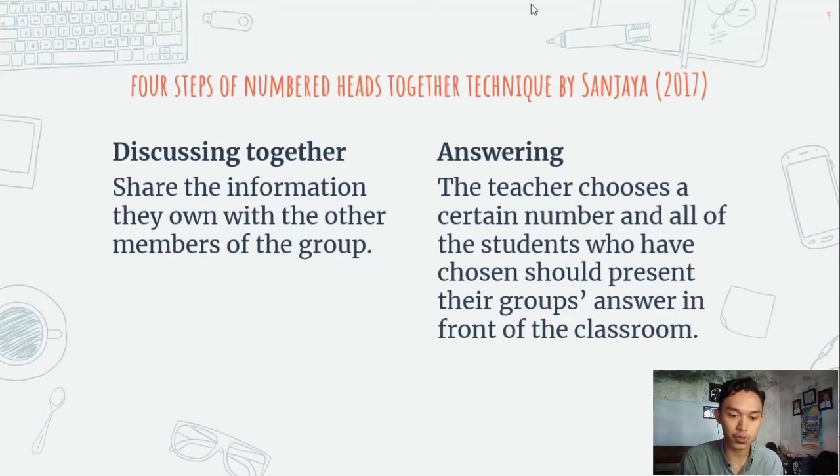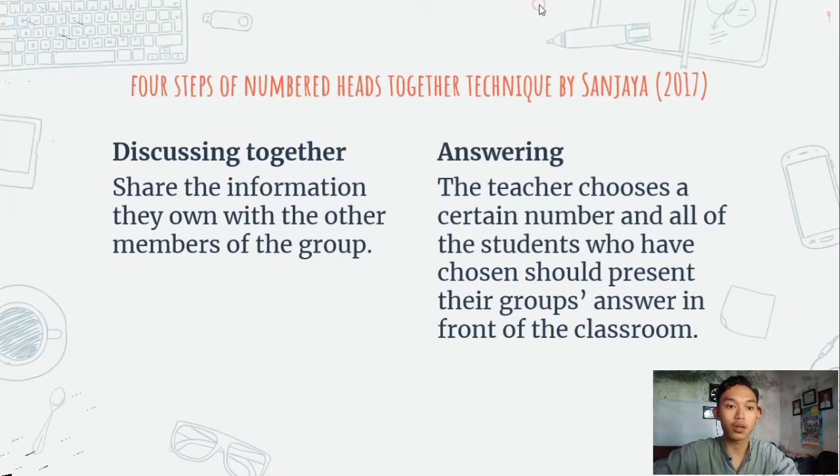And now, the last step is answering. The last step in the teaching learning process through number heads together is answering. Answering means the teacher chooses a certain number, and the students who have that number should present their group's answer in front of the classroom. Let's say the teacher chooses number 2 from group A. That student number 2 has to present their answer in front of the classroom. It is the same with student number 2 from another group.